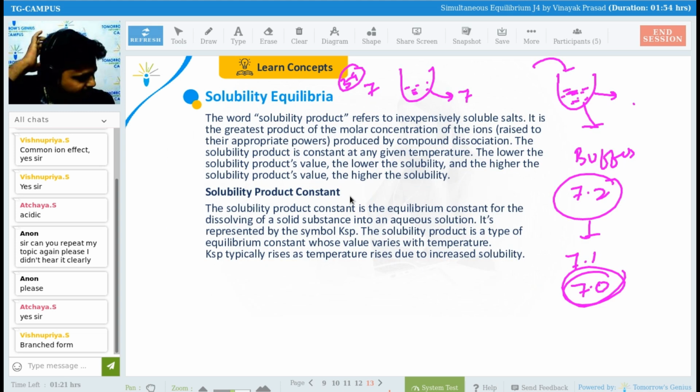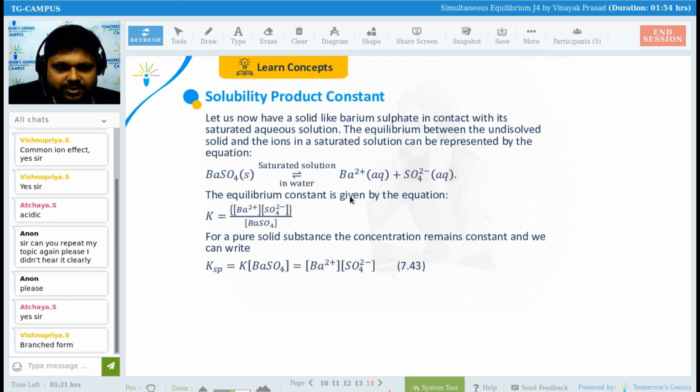We have seen many examples of this, so try to remember from there. Now we are going to see the solubility product constant. What is the solubility product constant? Does anybody have an idea about it? Guys, I am taking one example and I will ask you about it. Then we will come to the definition part.